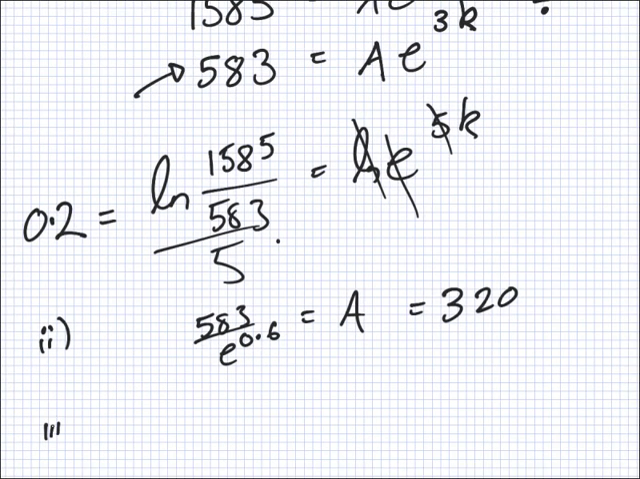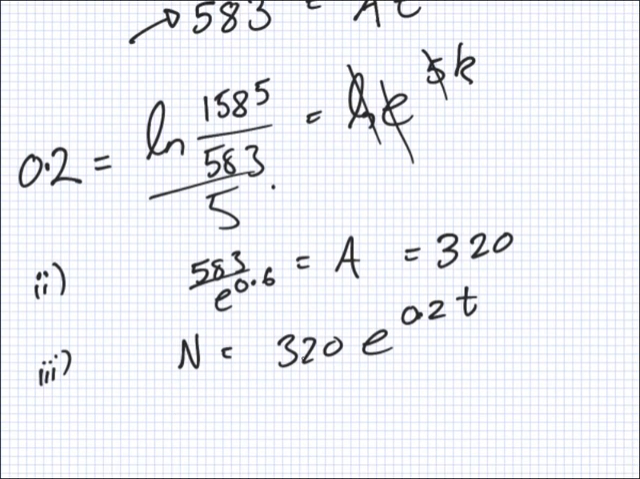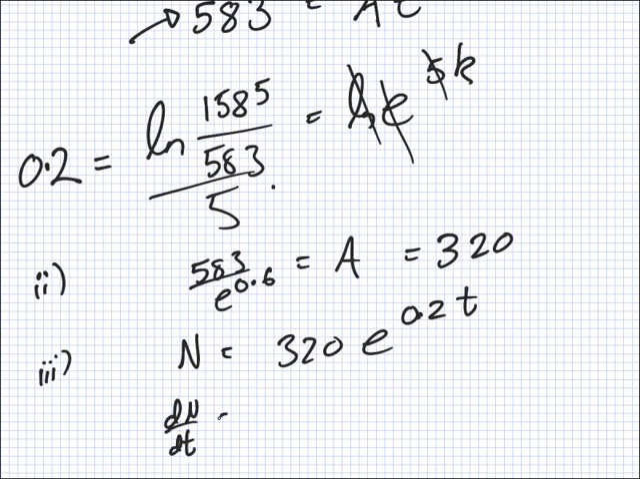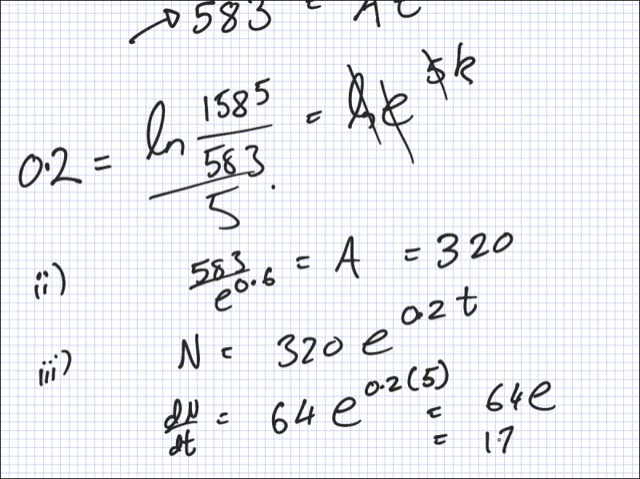Thank you. Part 3. So you have N equals A e^(kt), and they want the derivative here. So dN/dt, bring the 0.2 down. So that's 64 e^(0.2t), and you're actually told the t, it's 5. So that's going to be 64 times e to the power 1. So that's about 174. Does it say how many figures? 3 is the usual.